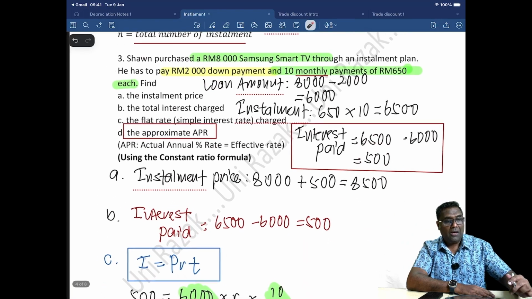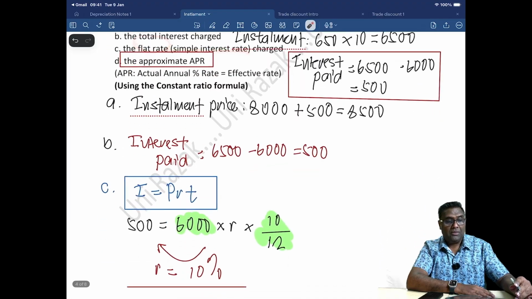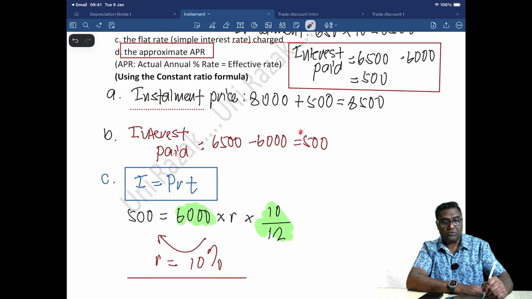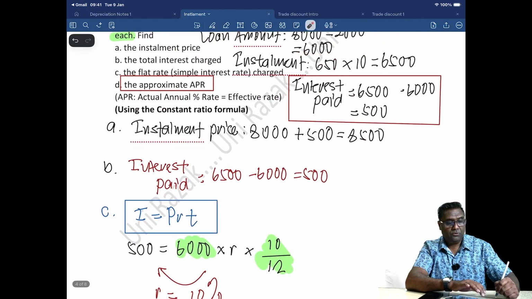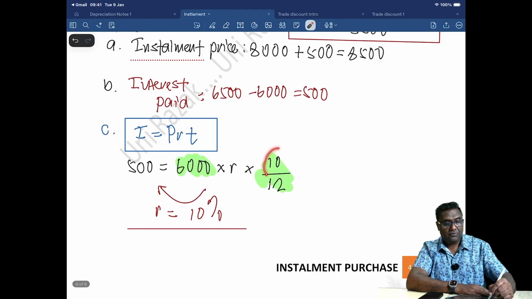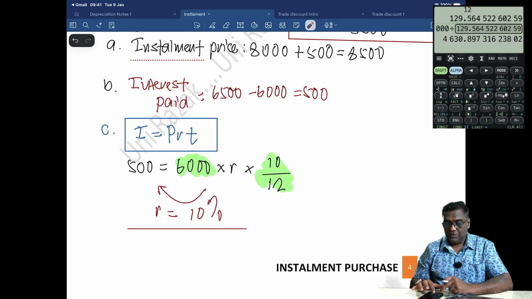Now comes, how do I get the flat rate, which is called the simple rate? Now, the simple interest formula. Interest was 500. Loan amount was 6,000. I want to find R, and the installment was for 10 months, so 10 over 12. So how do I get this answer? Same, the calculator comes into the picture. So 6,000 times 10 over 12.